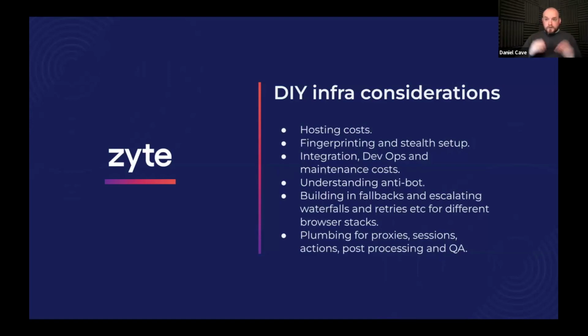Okay, so when we're talking about the DIY infra, so if you're going to build an in-house solution for this, things you have to consider: hosting costs, fingerprinting, stealth setup and plugins. Puppeteer has a great stealth plugin. Integration, DevOps, maintenance costs, understanding anti-bots, building fallbacks and escalating waterfalls for retries for different browser stacks, and all the plumbing for your spiders, proxy sessions, actions. Now, I'll show you what I mean by all of this.